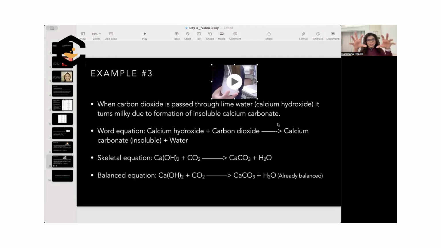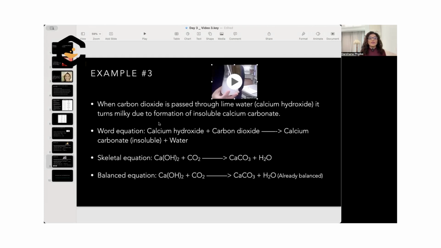Again, don't worry, we are just going to extract the reactants and the products. So the reactants are lime water and carbon dioxide. Lime water is calcium hydroxide. So we don't write the commercial name, we write the chemical name. So calcium hydroxide plus carbon dioxide gives you calcium carbonate and water.